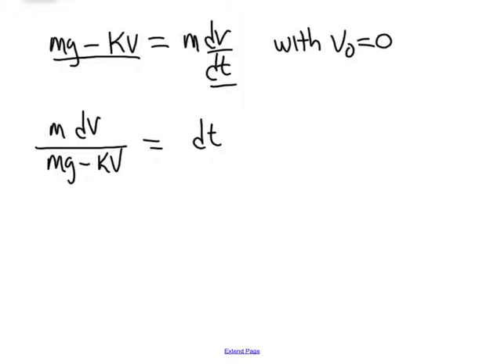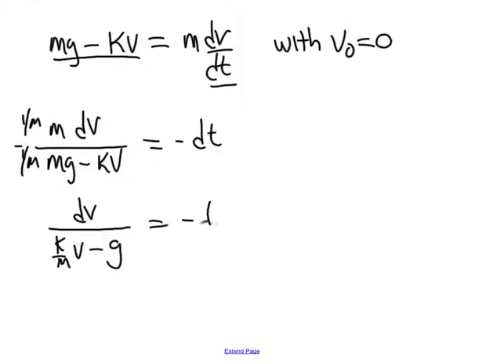Now I'm going to do something that might look a little odd, but I'm going to multiply both sides of the equation by minus 1. I'm going to do that largely because I'm going to distribute this minus sign down on the bottom, so I have a positive velocity. I'm also going to divide the entire equation by m, or multiply both sides by 1 over m, to get rid of the mass on the top and the mass on the bottom, and collect my constants together. So I'm going to rewrite this, and it's going to end up being simply dv divided by k over m times v minus g, and that equals minus dt.